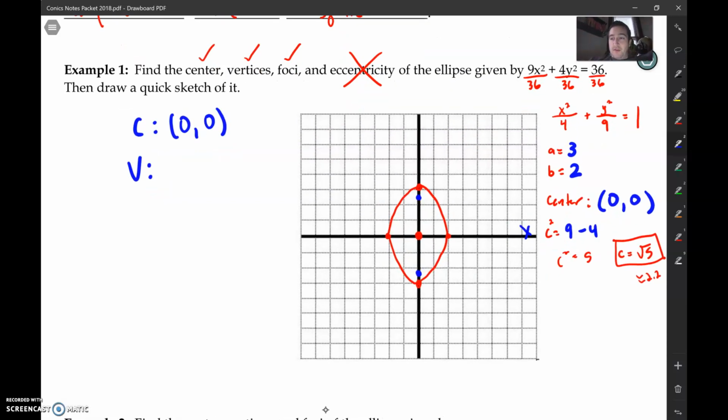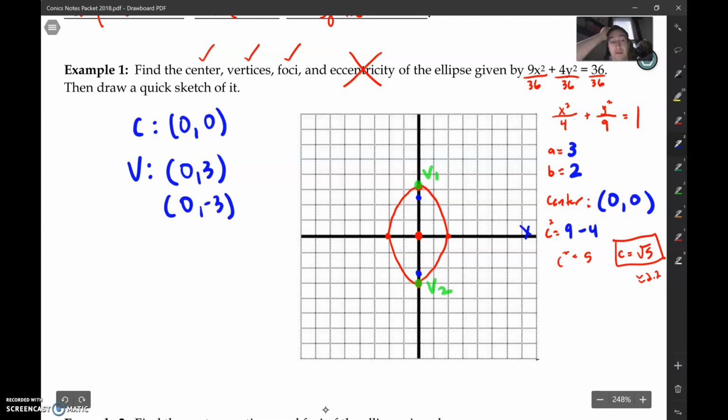So what is the coordinate to the vertice? I'm going to tap them in lime green. There's vertice number 1. And there's vertice number 2. So what are those coordinates? That's the point 0, 3, and the point 0, negative 3.